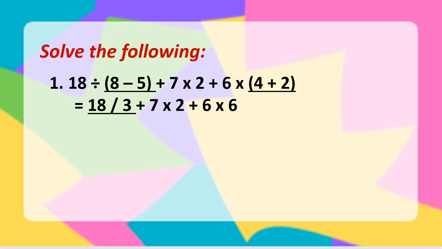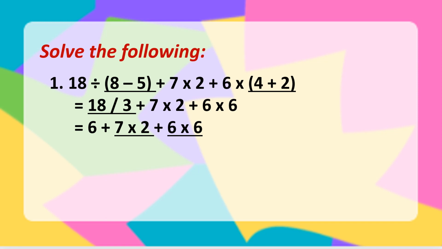Okay, next step. What are the operations that are given? We have division, addition, multiplication, addition, and multiplication. So we need to do first the division. So 18 divided by 3 will give us 6, and then copy the remaining numbers, plus 7 times 2 plus 6 times 6. Okay, next step.